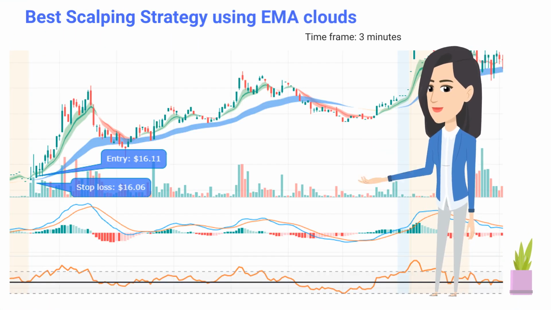We have looked at the entry point as well as the risk level for the trade. Now let's take a look at the exit point for the trade. There are 4 likely scenarios. The first scenario is you got stopped out. In this example, it did not happen, it was a successful trade.